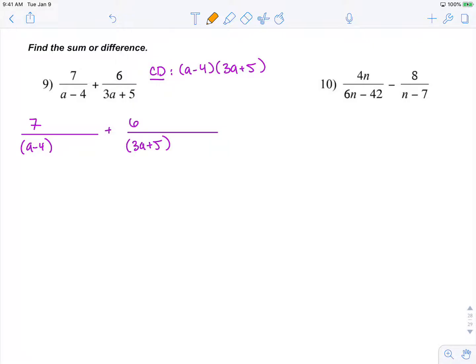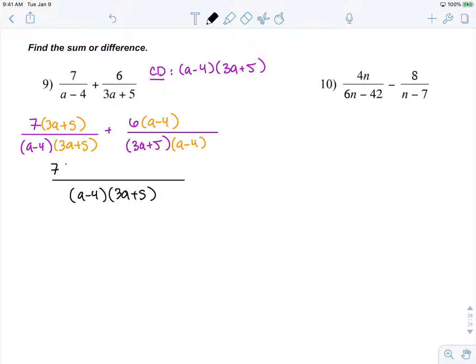So this denominator, in order to be our common denominator, needs 3a plus 5. So I'll multiply that on top and bottom. This denominator needs a minus 4. So now we know our new common denominator is going to be a minus 4 and 3a plus 5. And I have 7 times 3a plus 5 plus 6 times a minus 4.